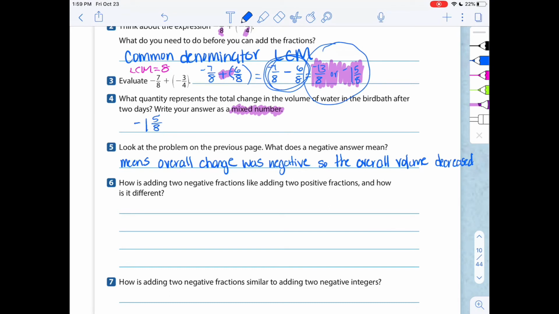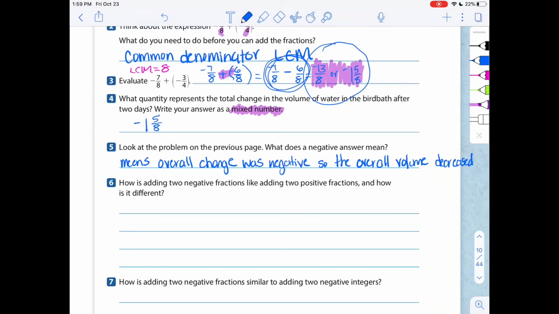If you don't rewrite that, so if we left that negative 7/8 plus negative 6/8, then you're treating that a little bit different because you have those negative signs and you're adding. But you're going to move in the same direction on the number line if you're not rewriting it.